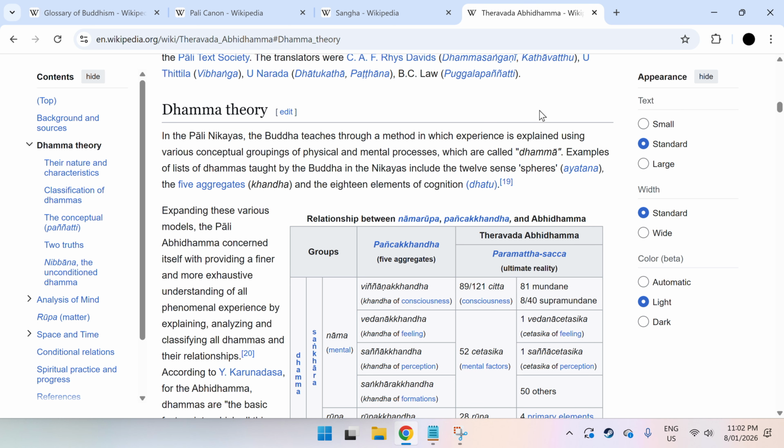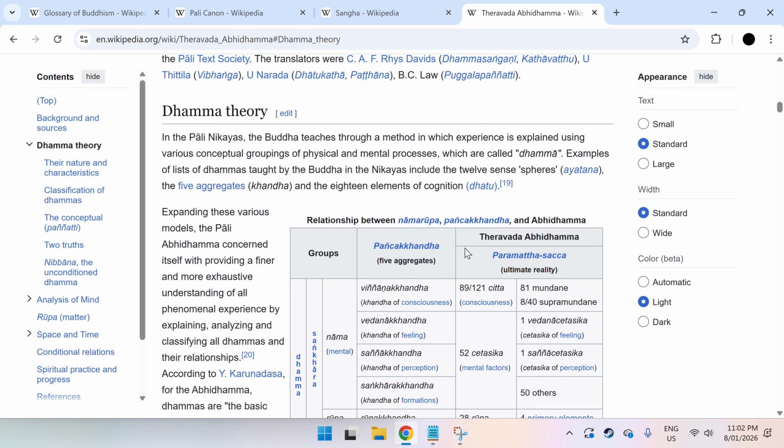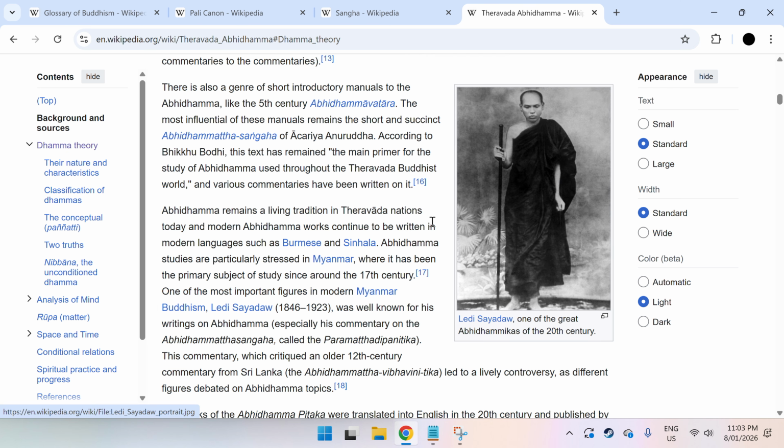Alright, so yeah, I guess we could go deep into this. I'm going to go further into this in later videos where I may be actually reading some of these texts and trying to get to grips with them. But this is the Abhidhamma here.